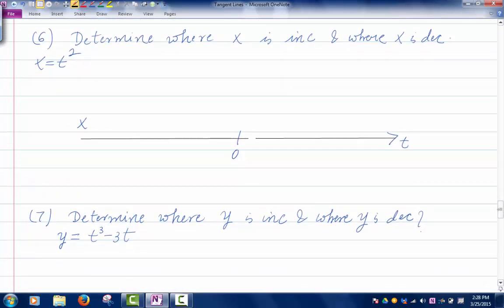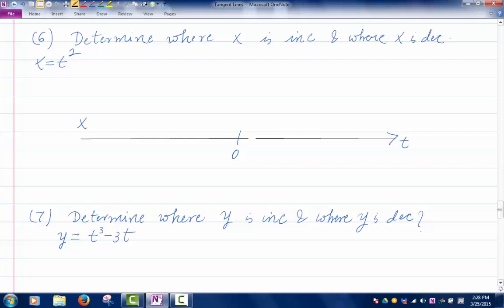Part 6, determine where x is increasing and where x is decreasing. We can use our Calc 1 knowledge, right? In Calc 1, we learned how to find where a function is increasing and decreasing by using the derivative. Now, just because you learned a method doesn't mean you should always use it. Maybe sometimes the problem is easier than that. Well, x is t squared. I feel like t squared is my friend, a function that I know very well. What's the graph of t squared as a function of t? Parabola opening upward, right?